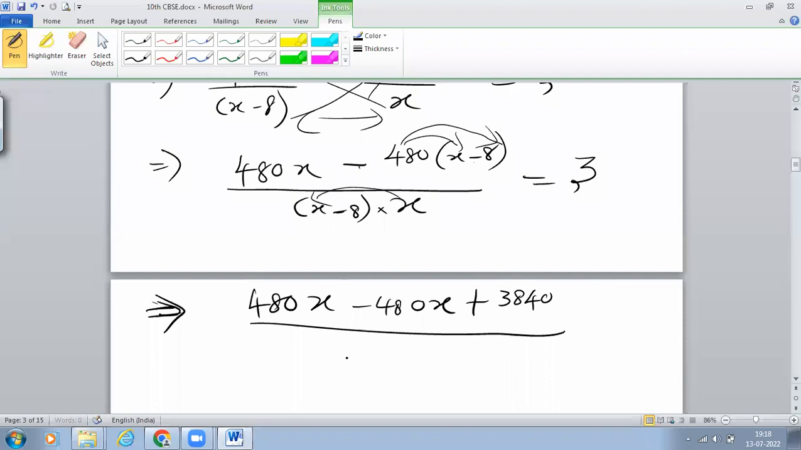now listen, these terms I'm going to multiply inside. X into x is x square. Minus, what is x into minus 8? This minus I'll put here. x into 8 is 8x. So x square minus 8x, which is equal to 3.